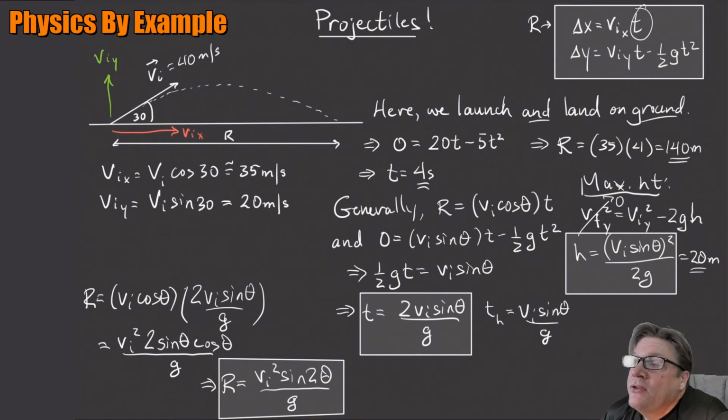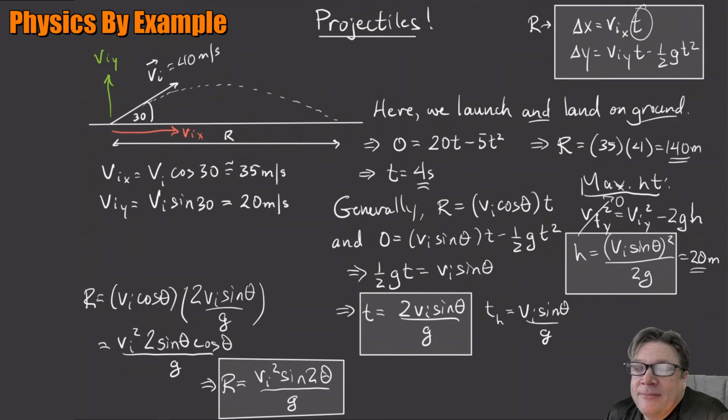Okay, so we know a lot of things about the path of this thing. If I know an initial speed and a launch angle, I can calculate the range, I can calculate maximum height, I can calculate the time in the air, the time to maximum height, and so on. So we've just sort of completely solved the problem. Let's go just a little bit farther.